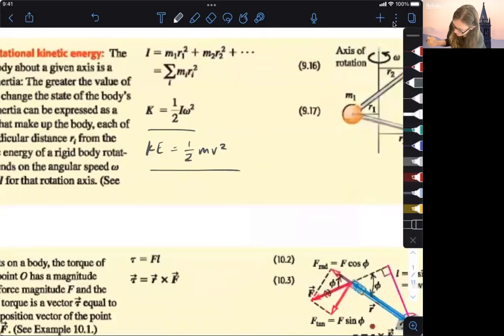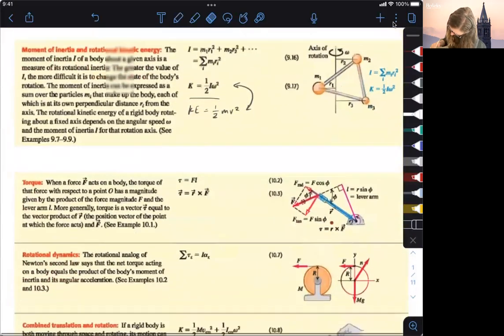Say an object was moving linearly and then it hit something and imparted all of that energy into rotational kinetic energy. We could set this linear kinetic energy equal to this rotational kinetic energy. The units for energy are going to be the same, and we're going to see that in some of the problems that we do today.